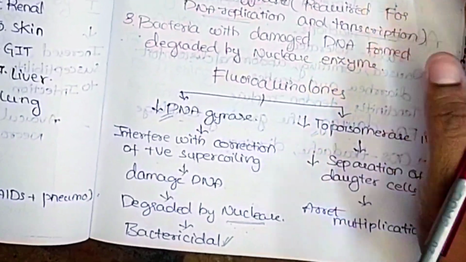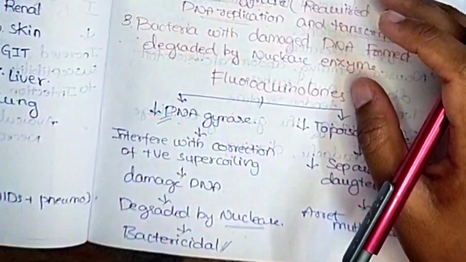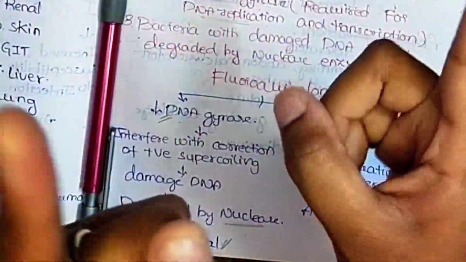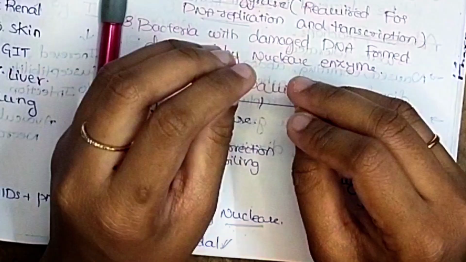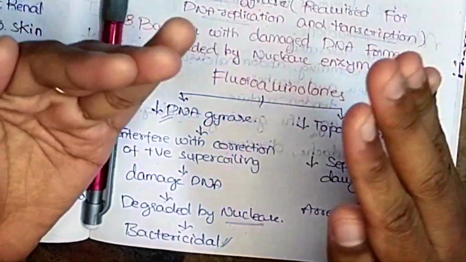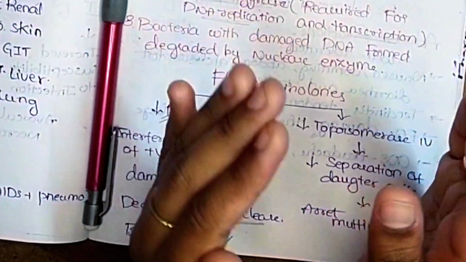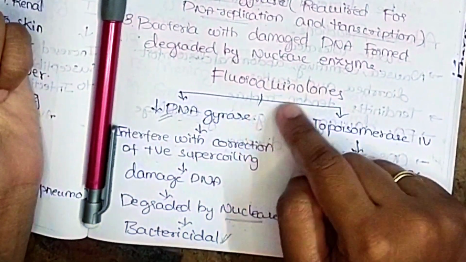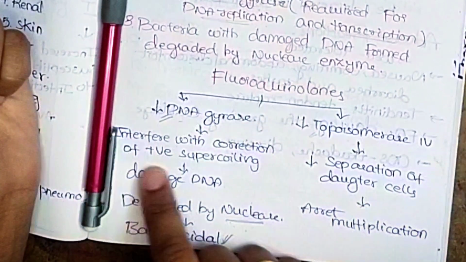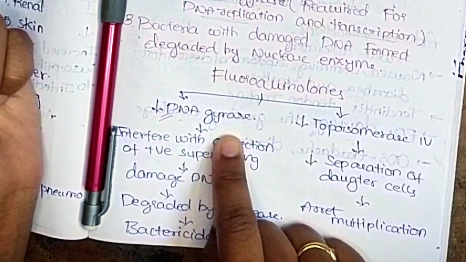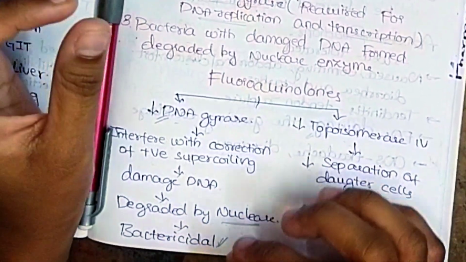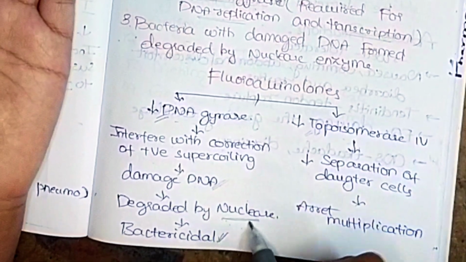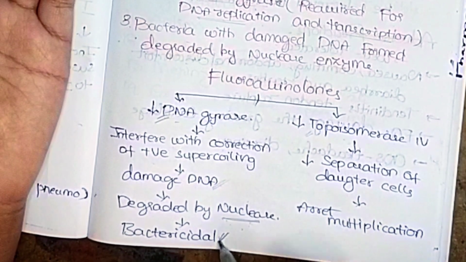What is happening over here? The DNA gyrase activity is decreased by the fluoroquinolones. Normally when the DNA replicates, it will have supercoiling. Here, if any errors occur in the supercoiling, they are not corrected by DNA gyrase. Why? Because the activity of DNA gyrase is decreased by the fluoroquinolones. So the supercoiling of the DNA is not corrected, which leads to formation of damaged DNA. Damaged DNA is not processed further, and it is degraded by nucleases, which results in bactericidal activity.